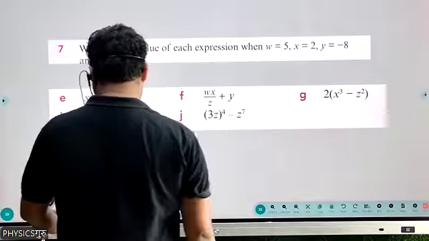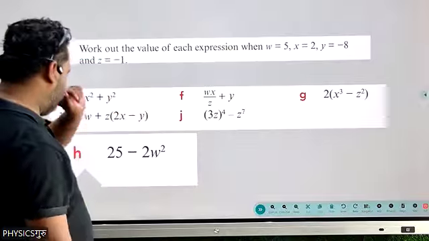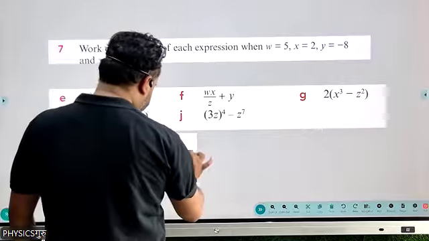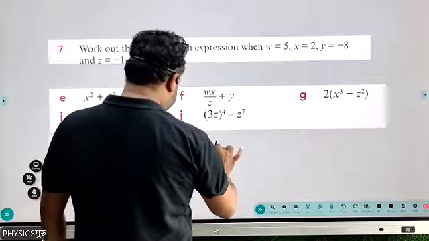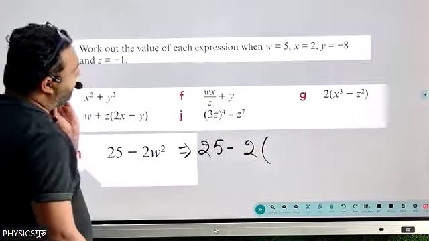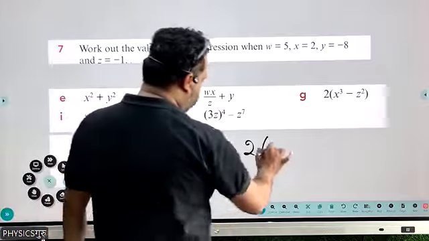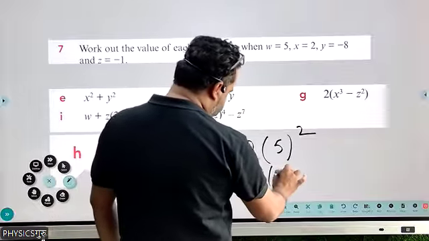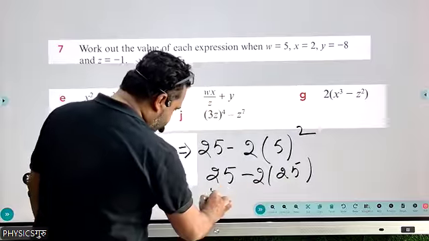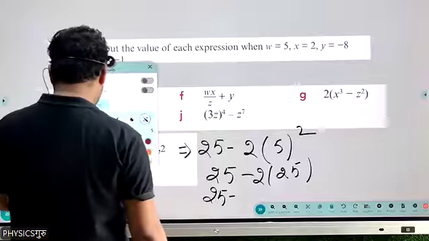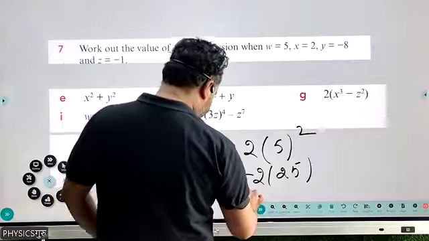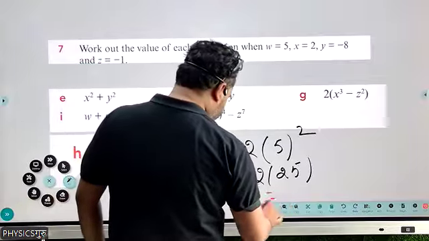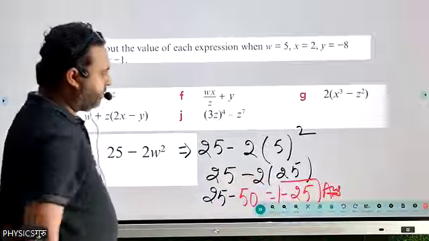So H is what? 25 minus 2W squared. So it is 25 minus 2 times W squared. What is the value of W? That is 5. 5 squared. So it is 25 minus 2 times 25, which is 50. 25 minus 50 is how much? 25 is the required answer.